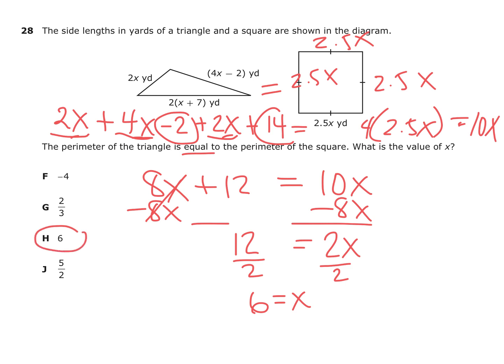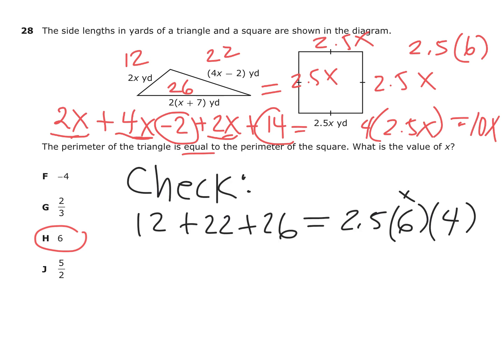Now, how do you check this? Well, one way that you can check is you can take the 6 and plug it back in for x. So if x is 6, 2 times 6, this would be 12. And then 4 times 6 is 24. Minus 2, this would be 22. And then 6 plus 7 is 13. 13 times 2 is 26. So what I'm going to do is add those 3 together. And over here I'm going to have 2.5 times 6.